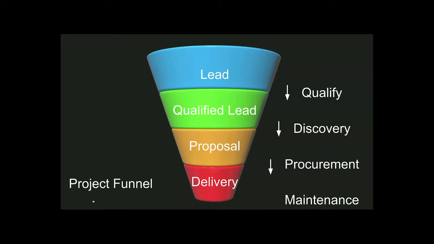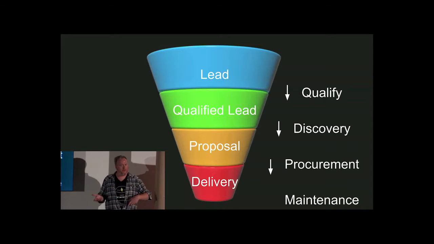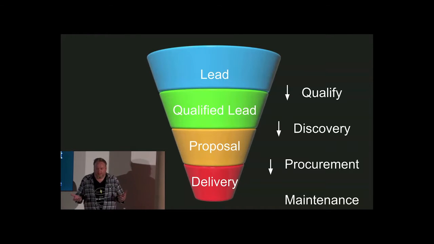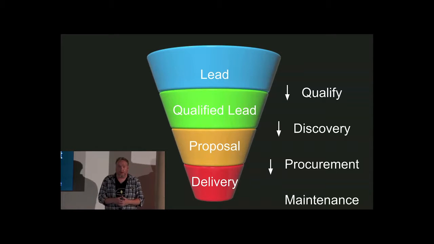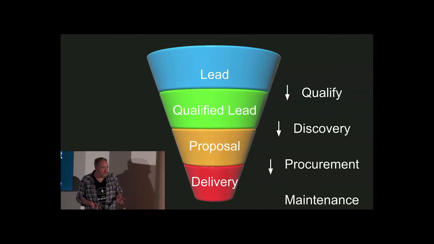But if we don't qualify properly, we'll waste a lot of time doing discovery with people that we probably shouldn't have. So just keep that in mind. When you do discovery, step back and say, should I be talking to this person in the first place? Should this process be going forward from here? Sometimes the answer is no. Sometimes the answer is I need to qualify it a little bit more. Qualification can take a few steps, like a few calls.